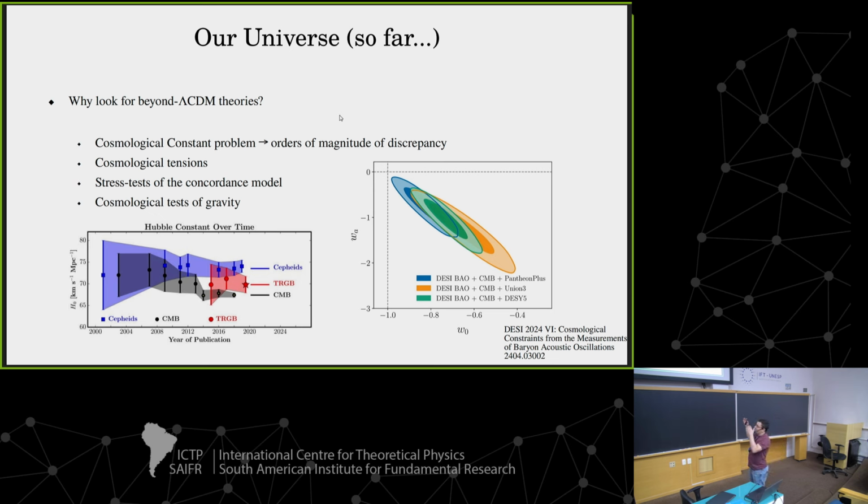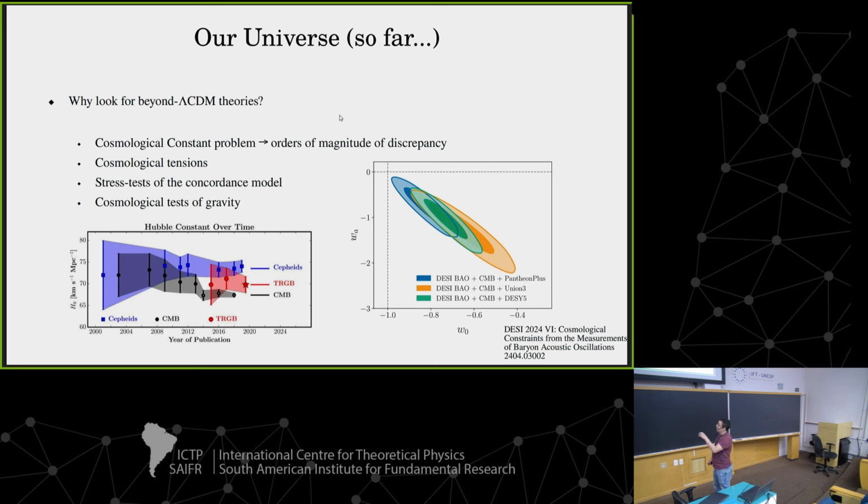So this is just a slide where I put everything that people like to put in the introductions of beyond-LCDM papers. We have the cosmological constant problem, orders of magnitude of discrepancy between the theoretical prediction of the vacuum energy and the observational one. They are like 60 orders of magnitude apart from each other. This is an old problem. This is an interesting problem, but it was used more as a motivation in the past.